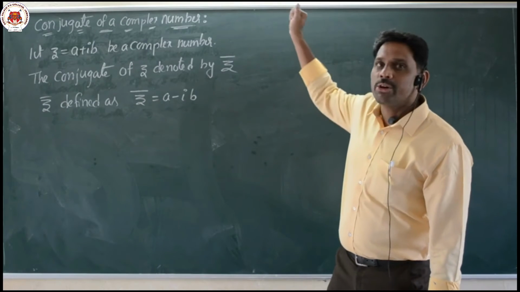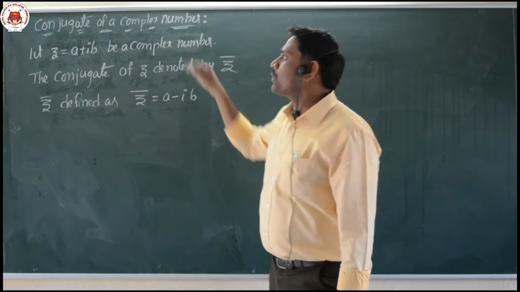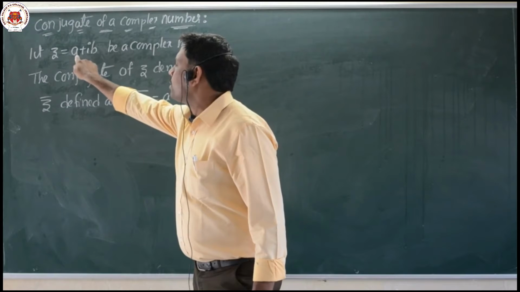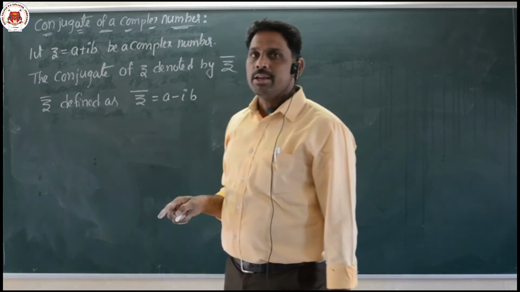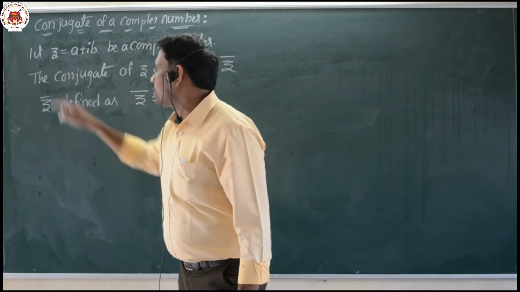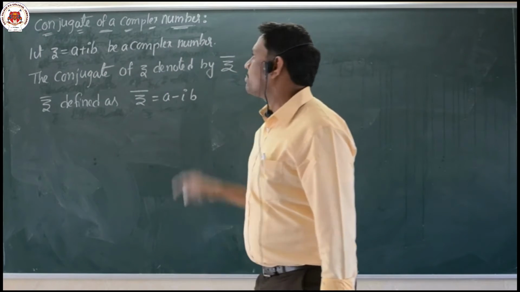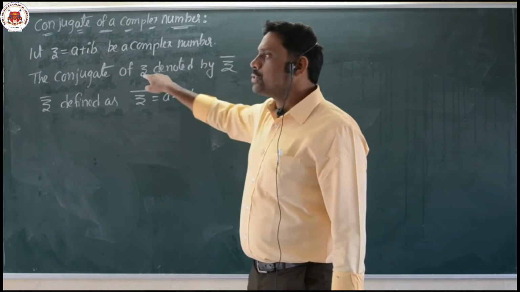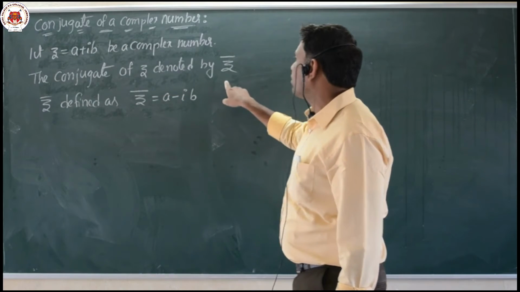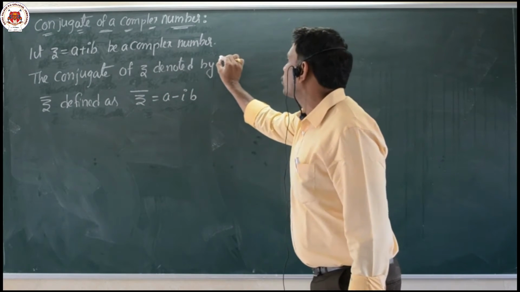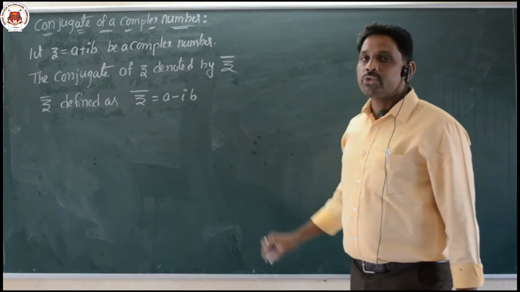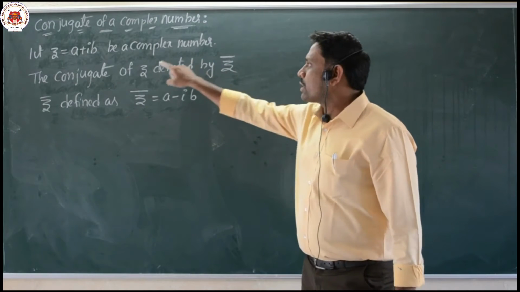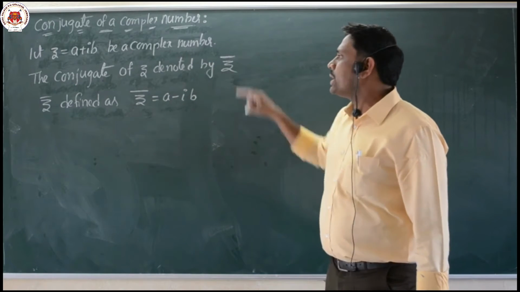Now the next topic is the conjugate of a complex number. The general form of a complex number is a plus ib. A complex number is indicated by the letter z, so z equal to a plus ib is a complex number. Then what is the conjugate of z? The conjugate of z is denoted by z bar. We put one line above this z. This is the symbol we use for the conjugate of z.